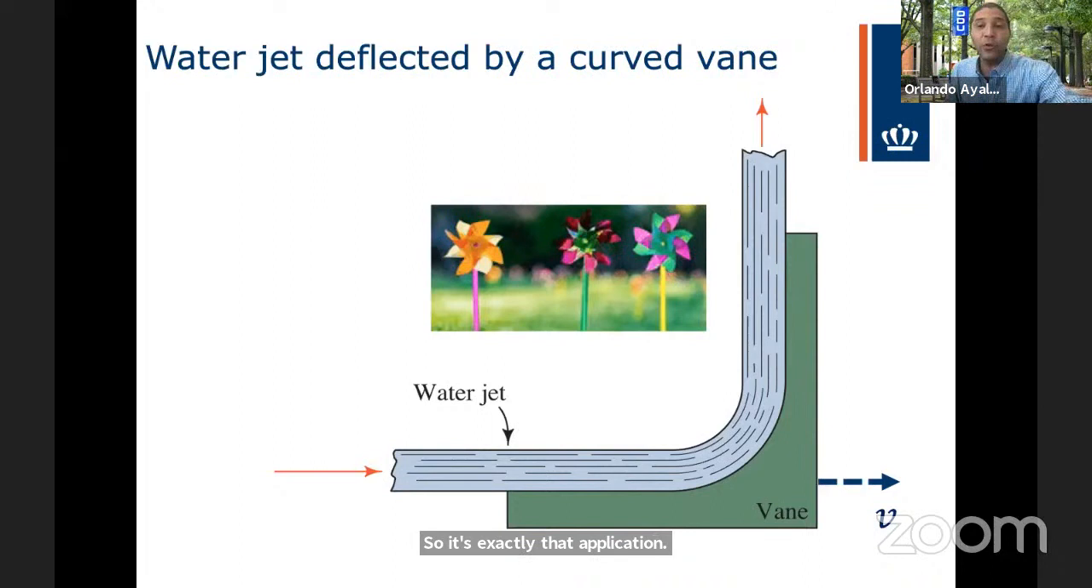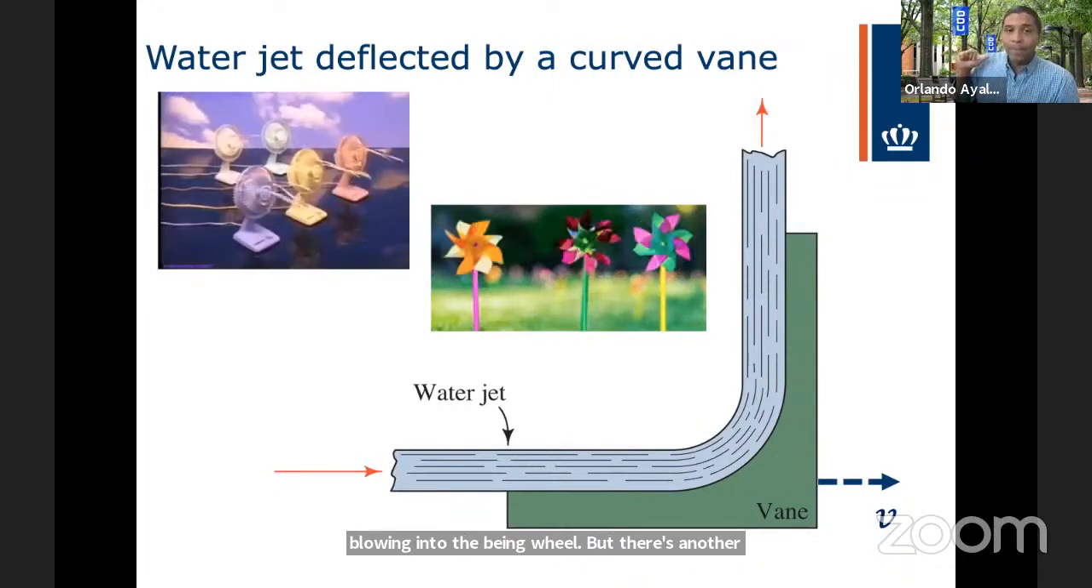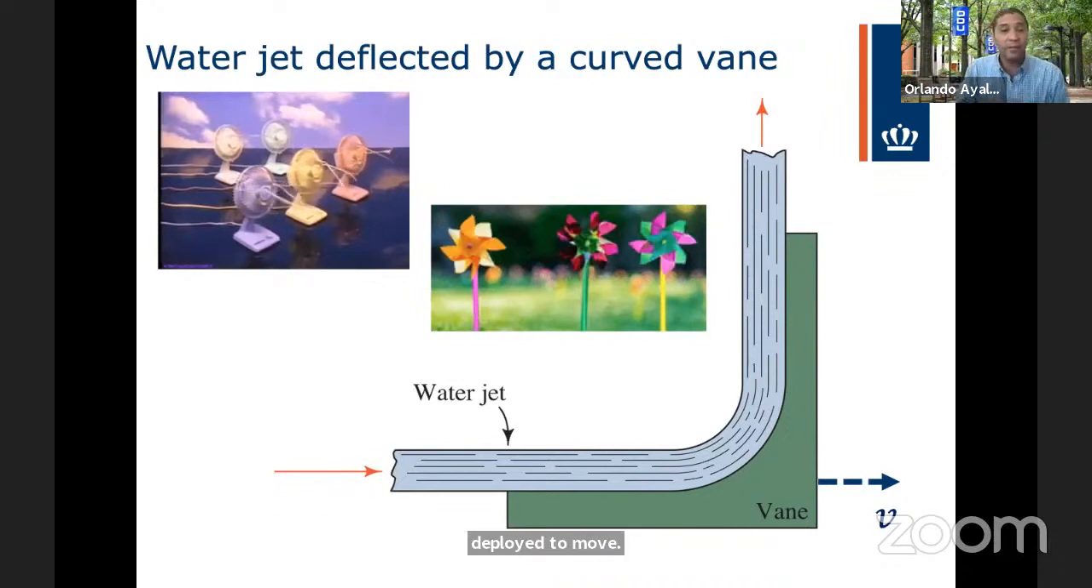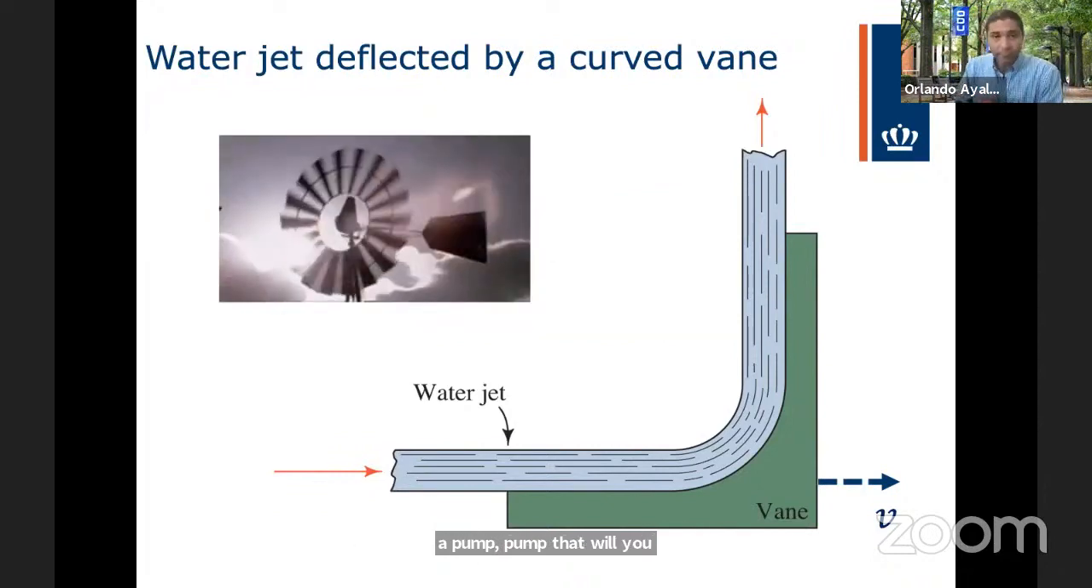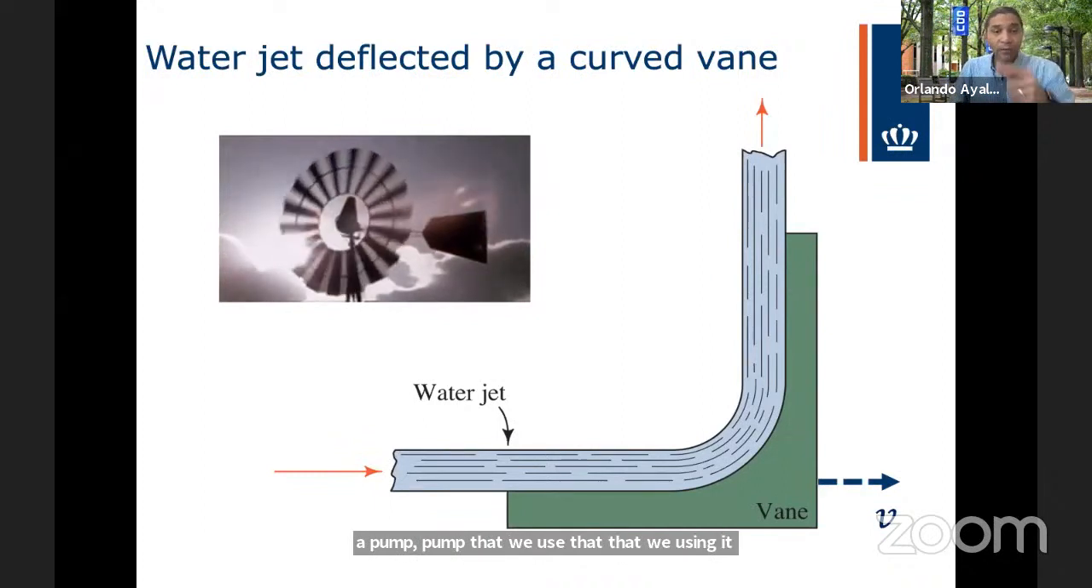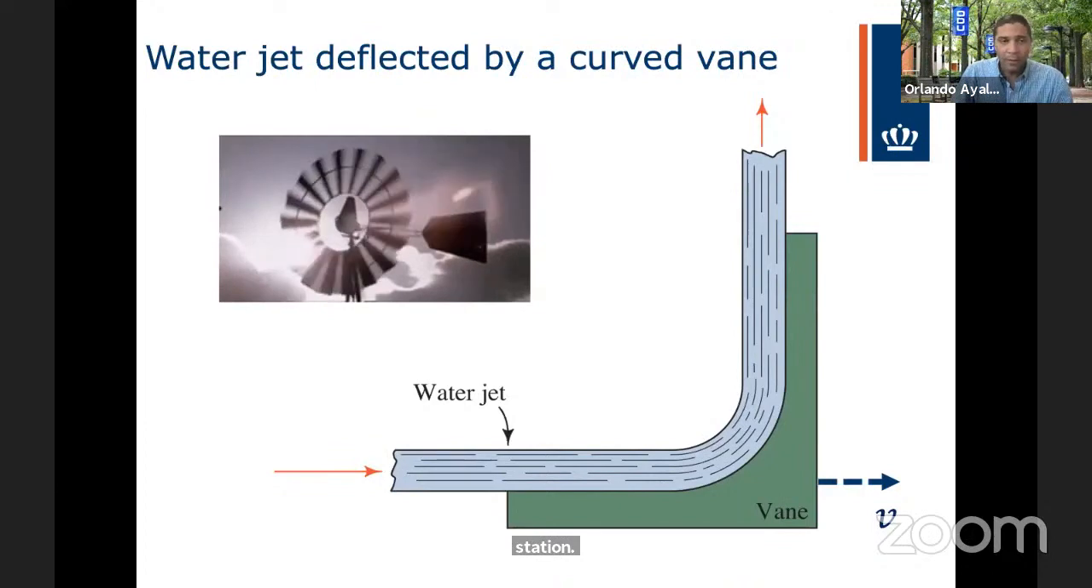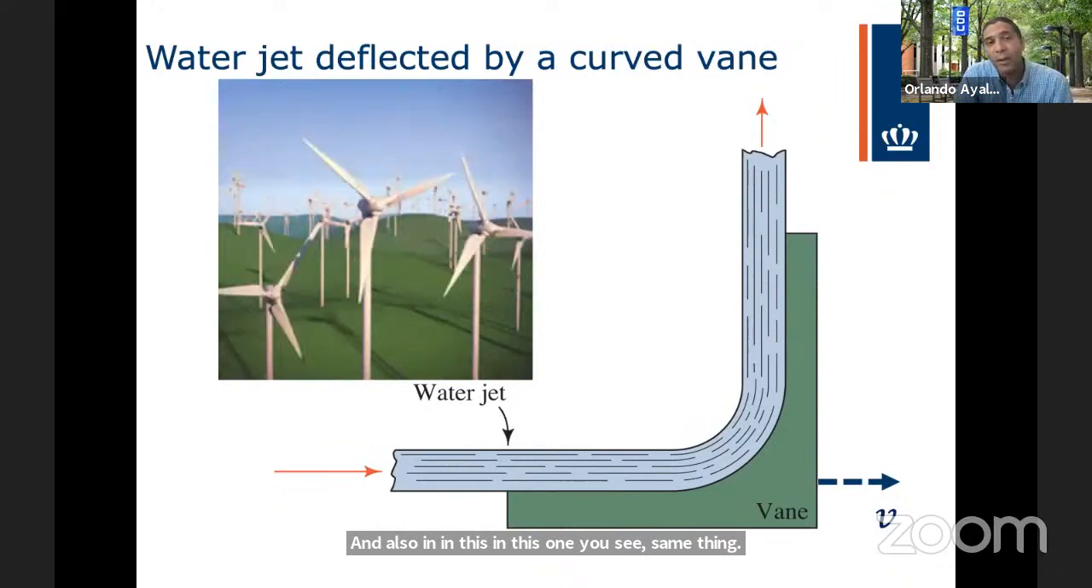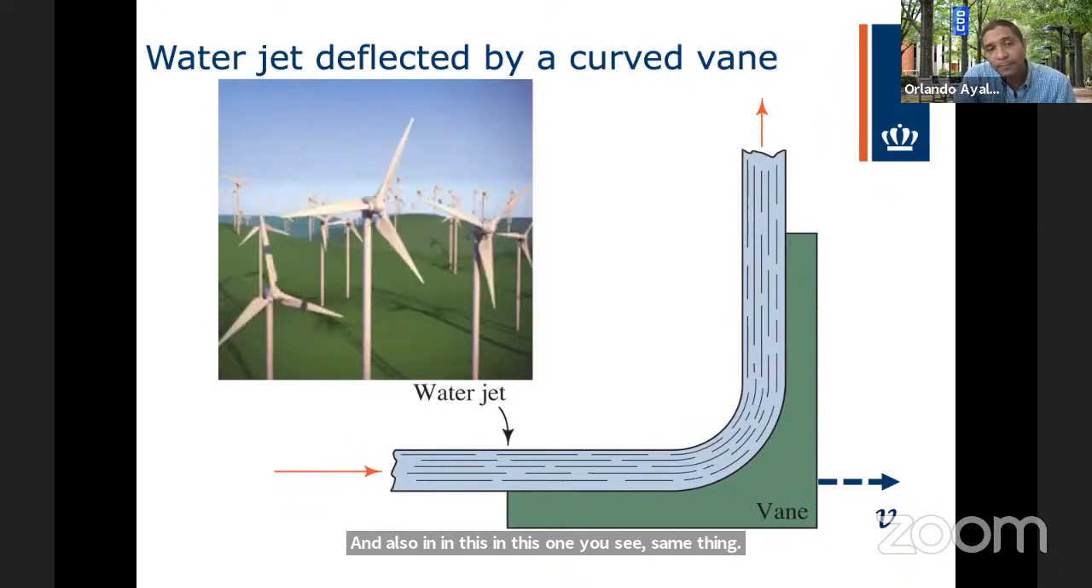Now, there is also a reversed application. In the pinwheel, it's me blowing into it, but there is another case. For instance, now I have a fan moving, and because the fan moves, it produces a force that makes the fluid move. That is the case of a fan, or also a pump, like the ones we use in a pump station. In this case it's more related to the pinwheels and the more modern example, which is the wind farms, the wind turbine.